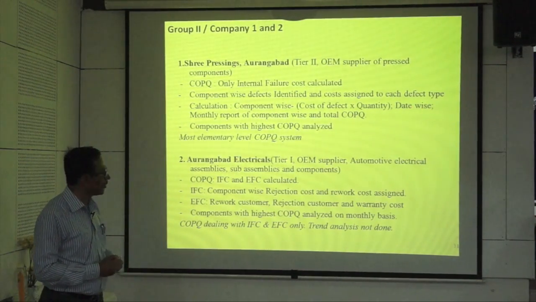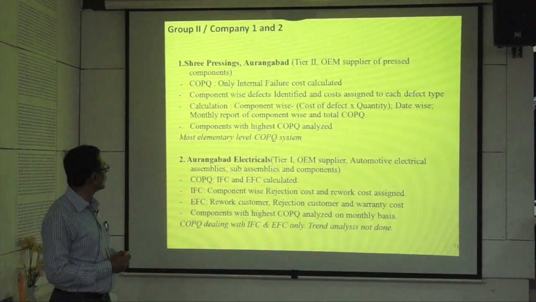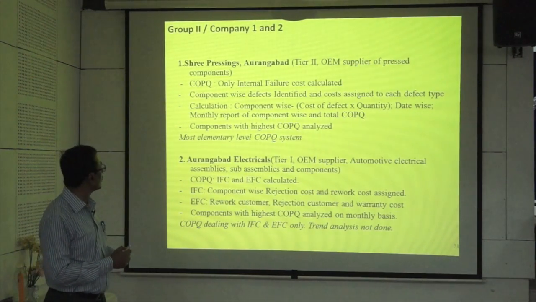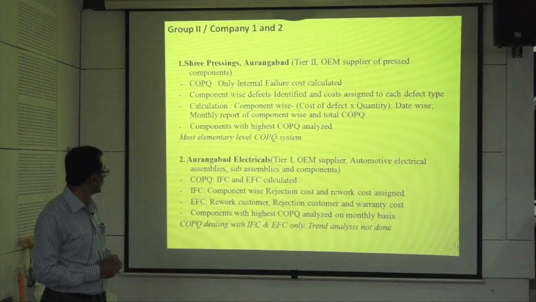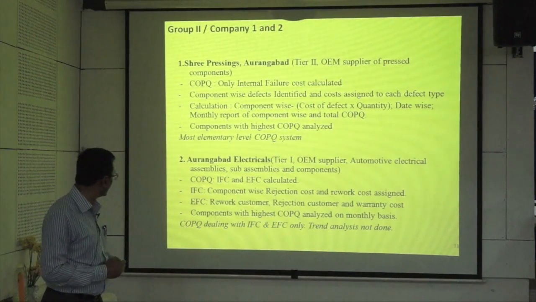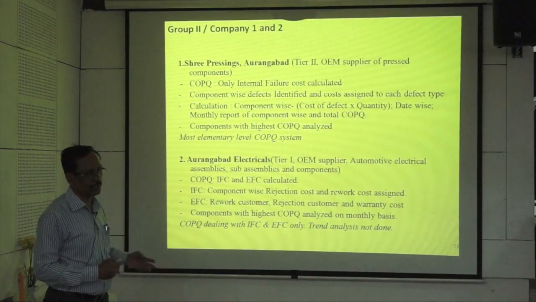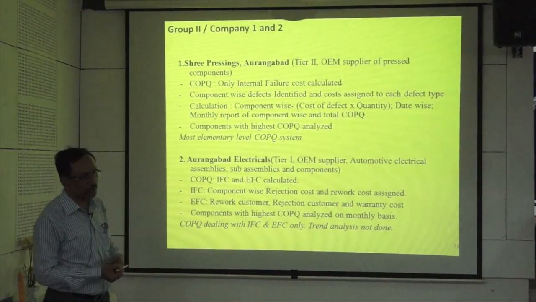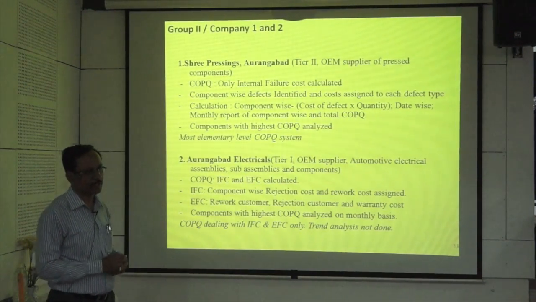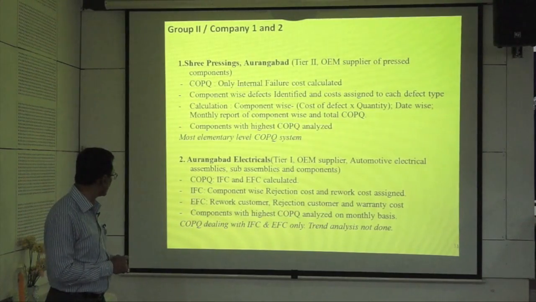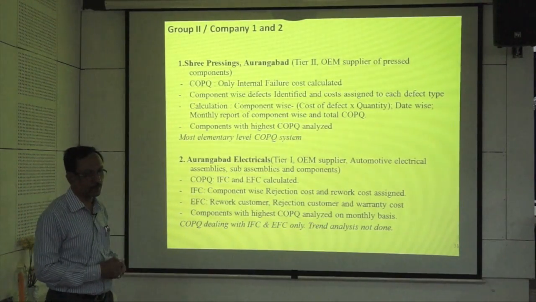The next company, Aurangabad Electrical, this is a tier 1 company, this is tier 2. Actually, this is supplying material to this Aurangabad Electrical. They are having internal failure cost and external failure cost, both the things, because this is in link with a big organization. It is supplying directly to Bajaj Auto, right? So they are focusing on external failure cost also.